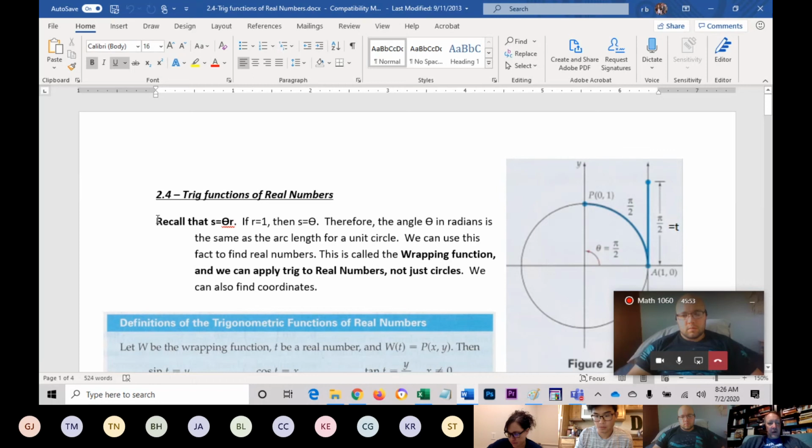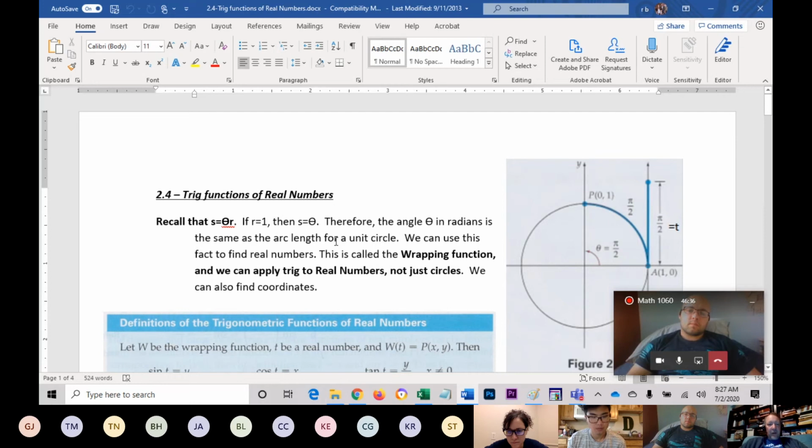So remember, I think that was the first day of class, we said that S, your arc length, equals theta times R. So if your radius is 1, then your arc length equals simply the measure of your angle. So if this is the angle here, pi halves, this round arc here, and if my radius is 1, if we were to straighten out this curve, then that curved straight line would be just the same length as the angle, pi halves. So we could call that t.